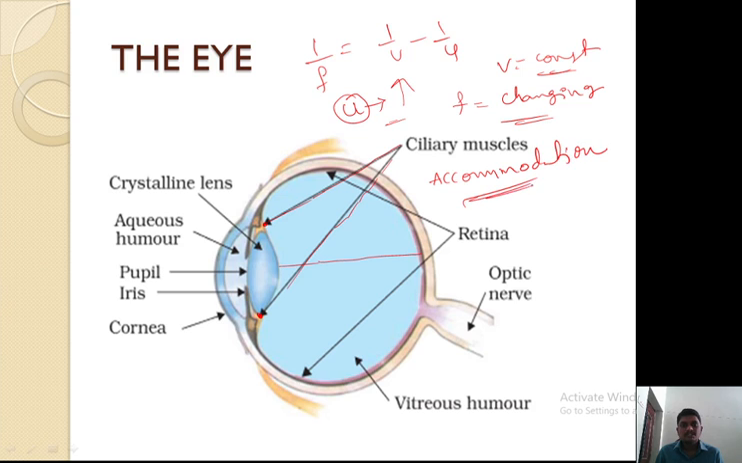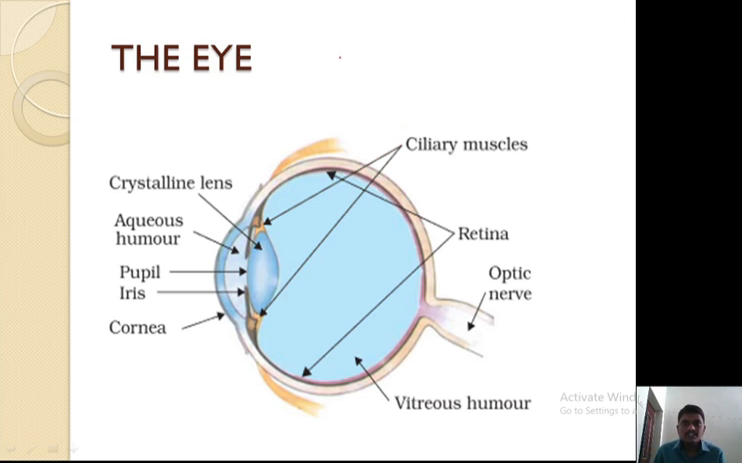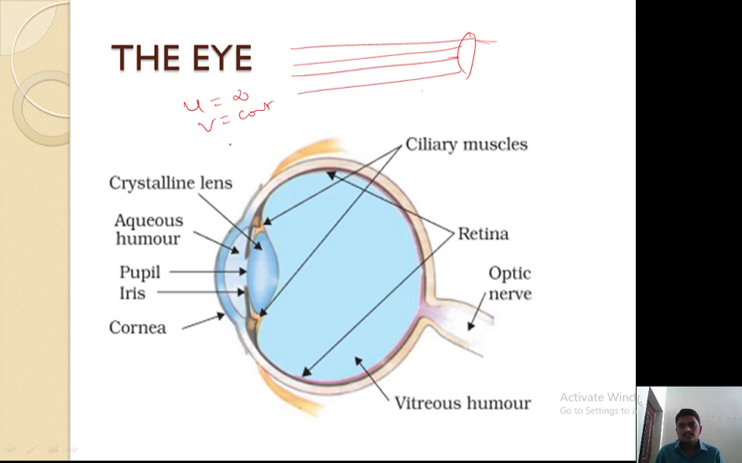The property of adjusting the focal length is known as accommodation. This accommodation can be done with the help of the ciliary muscle. For example, when the eye lens is focusing a distant object, a long distance object at infinity, our eyes feel relaxed, so when the object is at infinity, since v is constant, the image will be focused at the focus.